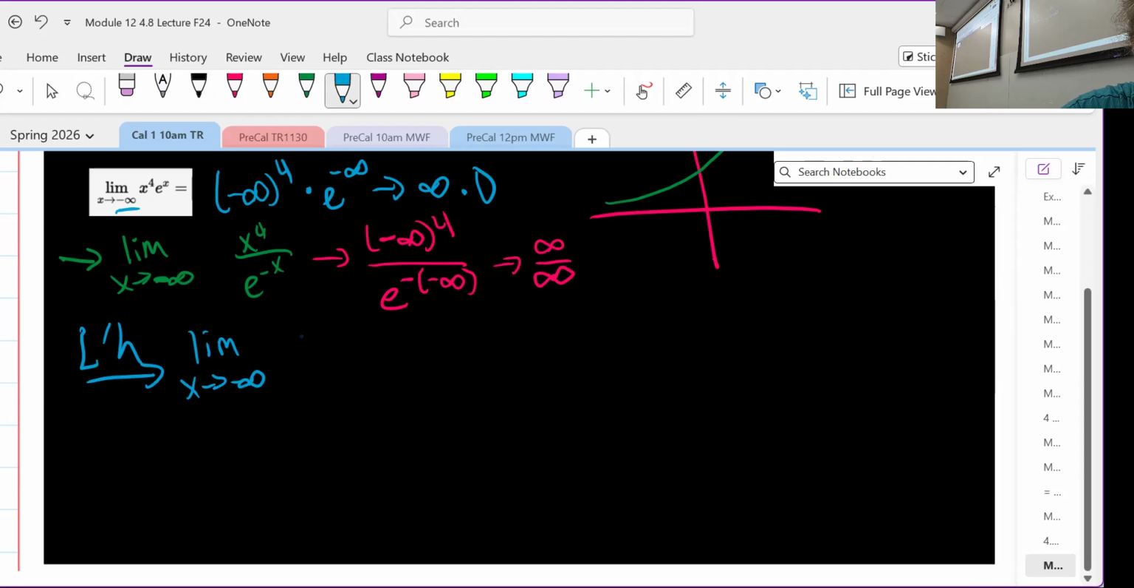So the derivative of x to the fourth is 4x to the third. The derivative of e to the negative x is e to the negative x times negative 1. Now we're still getting infinity over infinity. Sorry, it'd be negative infinity over negative infinity. But still, it's some sort of infinity over some sort of infinity. So I can do L'Hopital again.